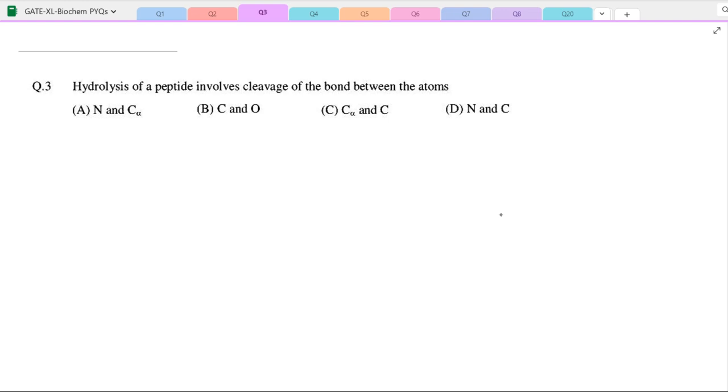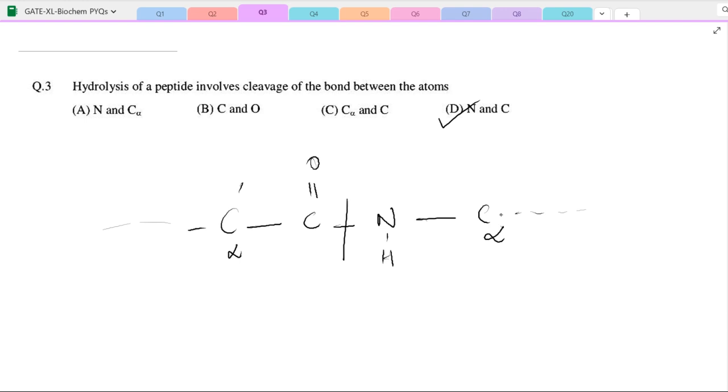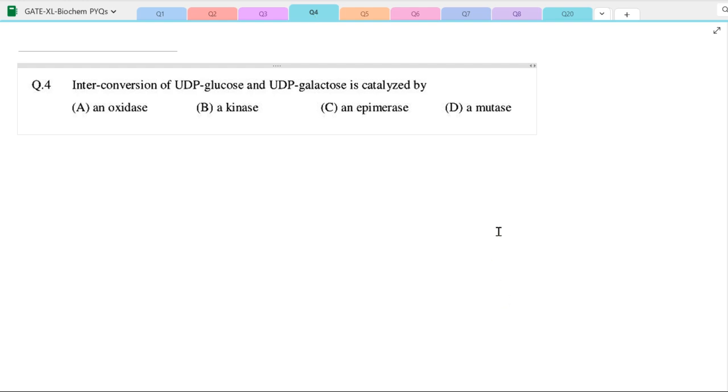Hydrolysis of a peptide involves cleavage of the bond between which atoms? So basically you should know what the peptide bond is. So it is CONH, and then here you have the C alpha, and here you have the C alpha of the next amino acid. So here is the other amino acid. The hydrolysis occurs here, so the cleavage occurs between the N and C. So the correct answer here is option D, which is N and C. This is a pretty simple question. Moving on to the next question.